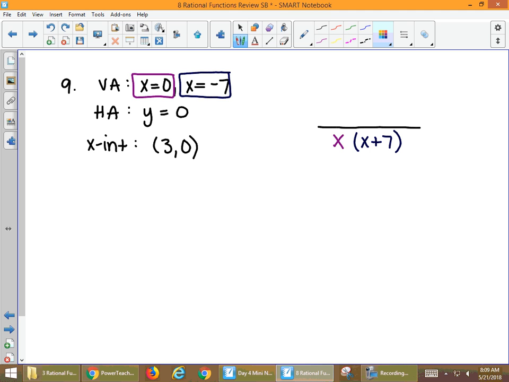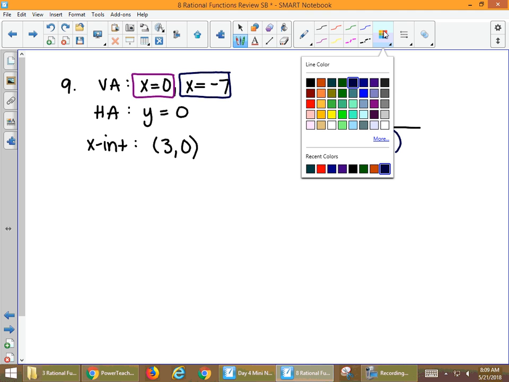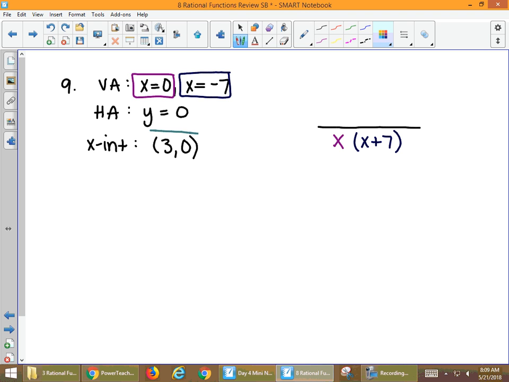Let's jump down to our x-intercept. I know we need that. To have an x-intercept at 3, 0, that means in my numerator, I need to have x minus 3. So remember, x-intercepts come from our numerator. And then for our horizontal asymptote of y equals 0, we just need our fraction to be bottom heavy. And it turns out, it already is. So you don't have to add anything.